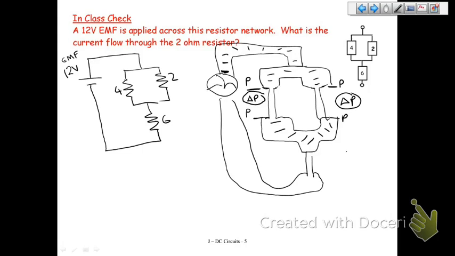Now my pressure drop here must be the same as that guy. That's going to be the same because it's a big fat wire joining them. And my pressure drop here would be the same as there. This pressure drop will not be the same as that pressure drop because they're in different bits of the circuit.